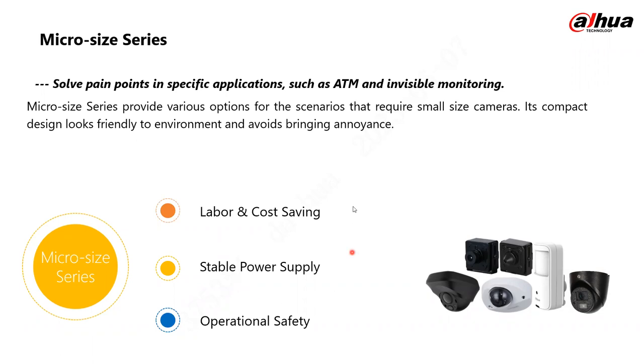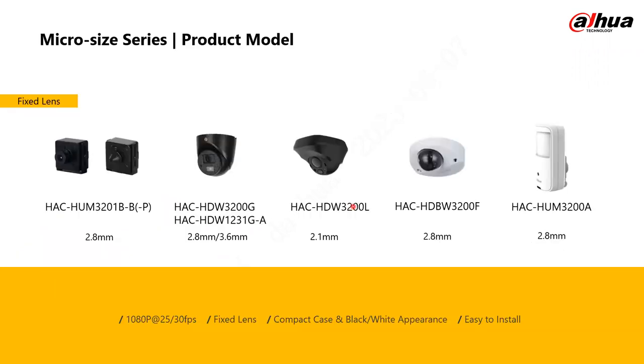So in this case, let's take a look at more of these products. You have the micro-size products and the different models. All of these come with fixed lenses. This is the HDCVI, high definition. The U is basically to show that this is a pinhole camera or a miniature camera. High-end product, 2 megapixels, first generation.